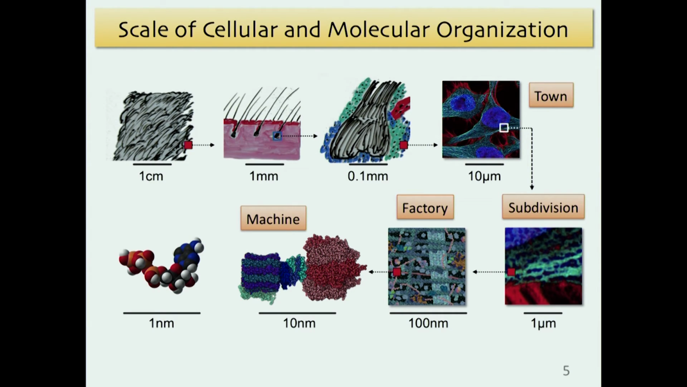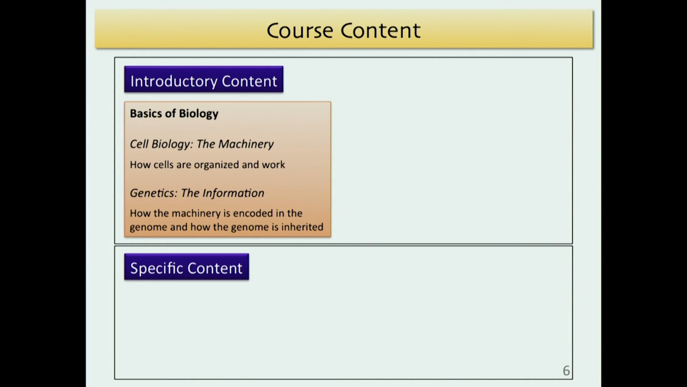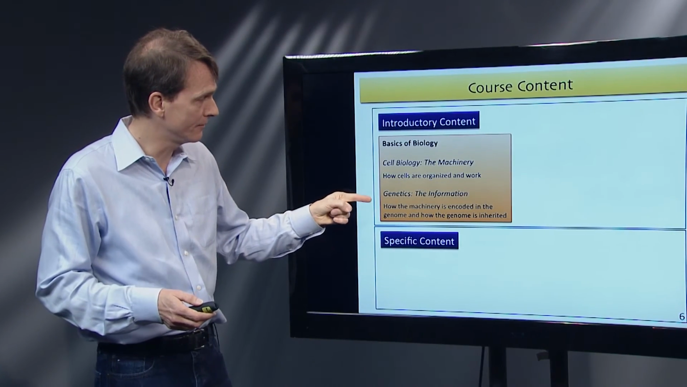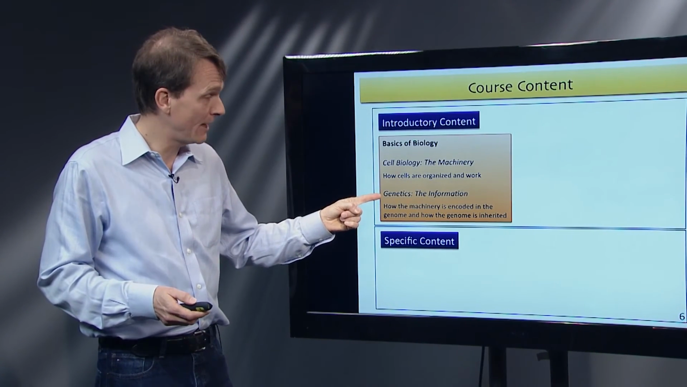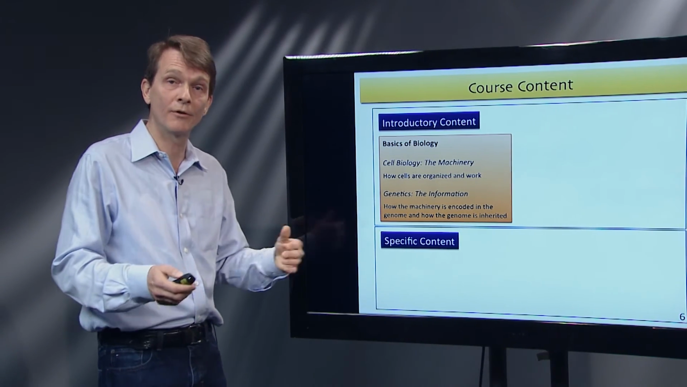Okay, so with these concepts in mind, I wanted to just briefly go over the course content. There's going to be introductory content, and then there's going to be specific content. Of course, what I just talked about is already some introductory content. What we need to understand is some basics of biology. So I'm going to be focusing on cell biology and the machinery, how cells are organized and how they work, how the proteins within them work. And then in a second lecture, we're going to go into the genetics, the information, and how the machinery is encoded in the genome and how the genome is inherited, how the information is transmitted.